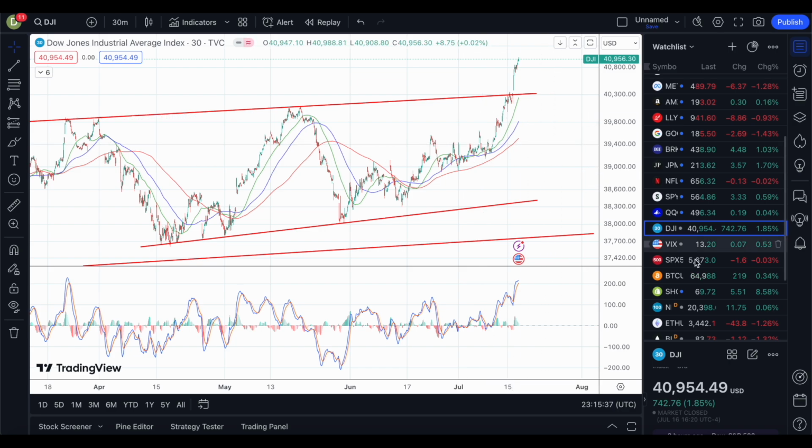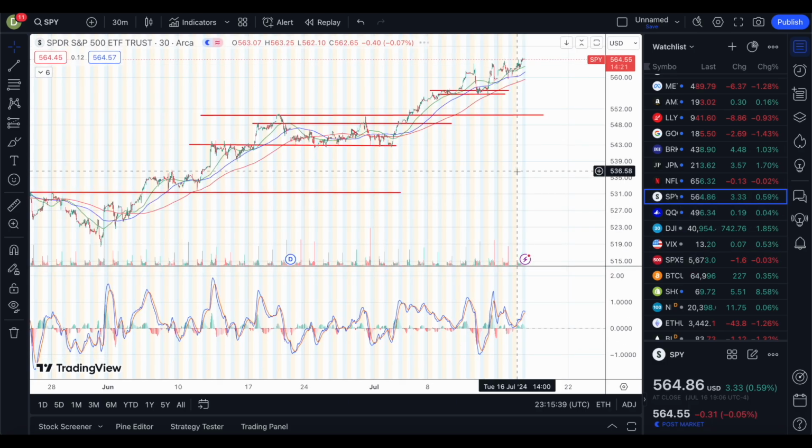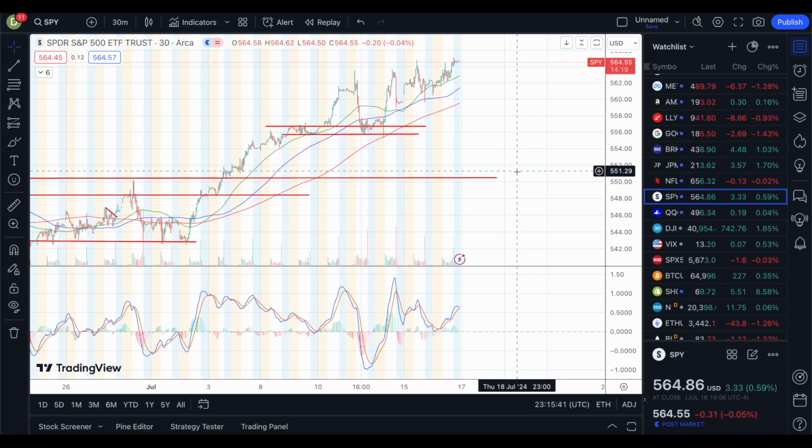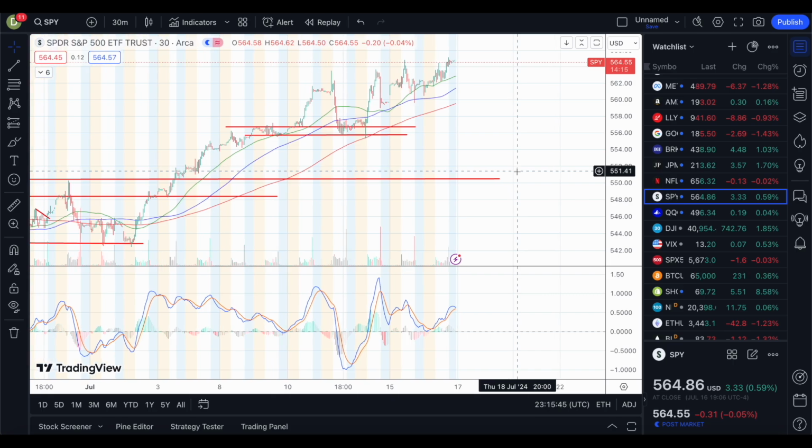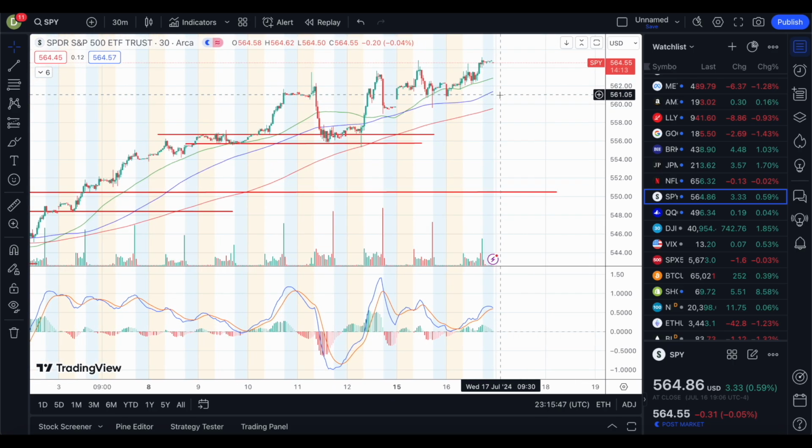Now for the S&P 500, I'm going to be looking at the ETF SPY, which is basically essentially the same thing, just a different ratio in terms of price points.